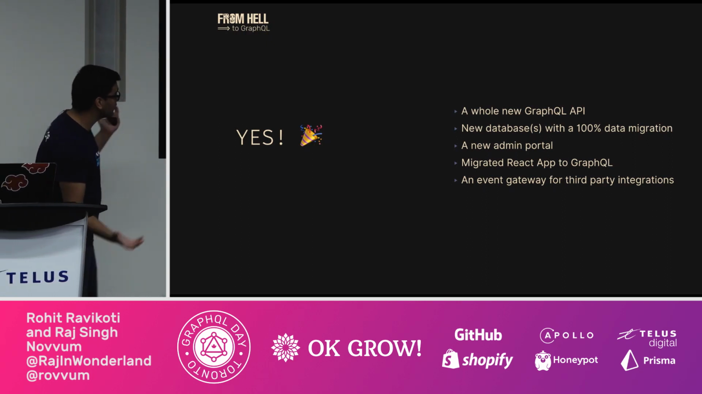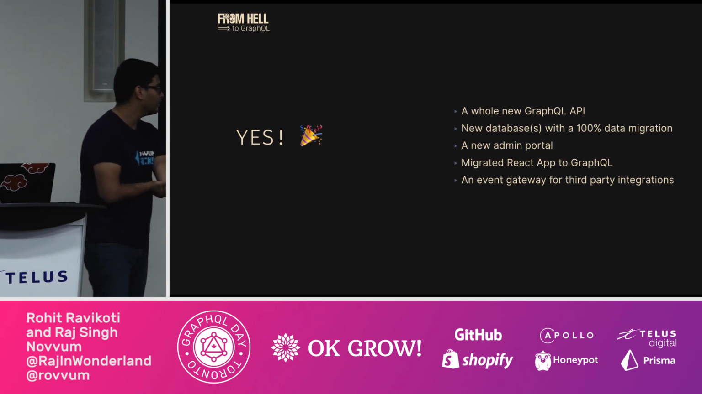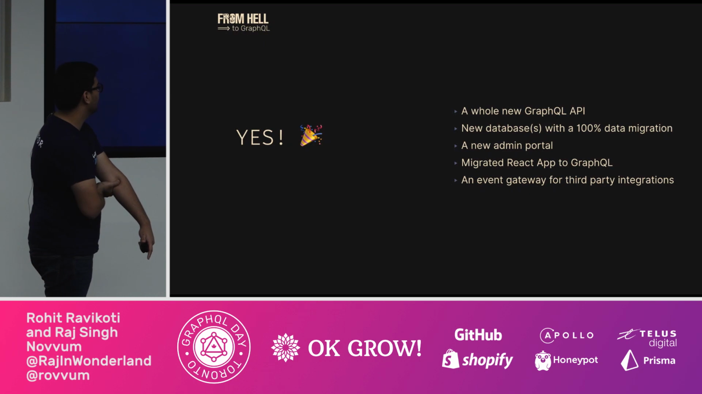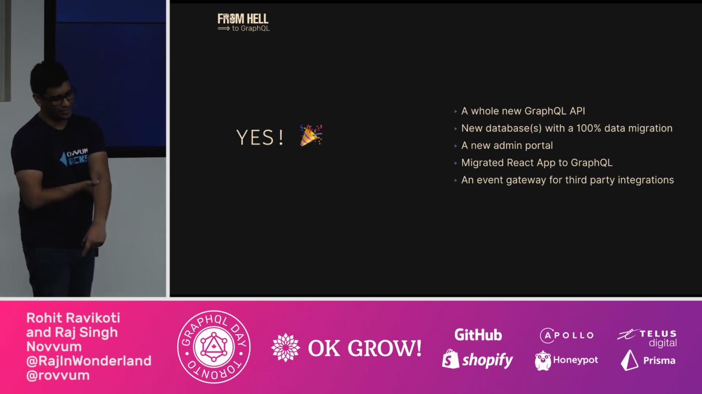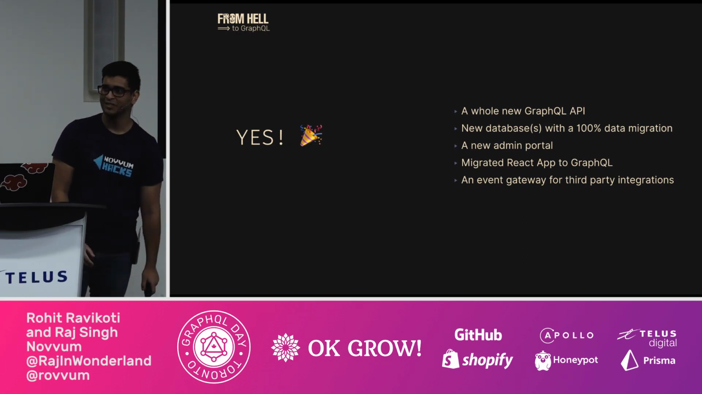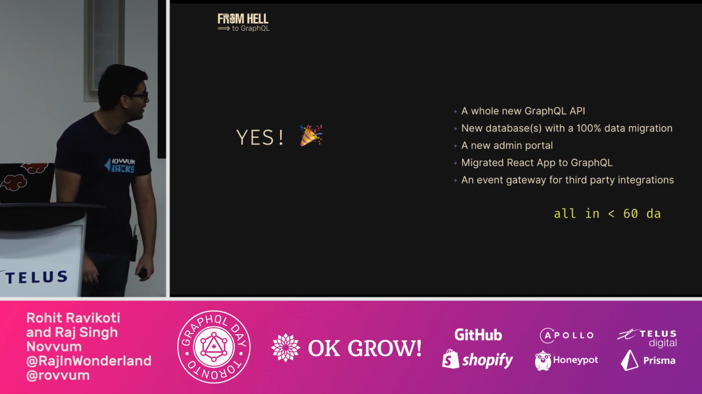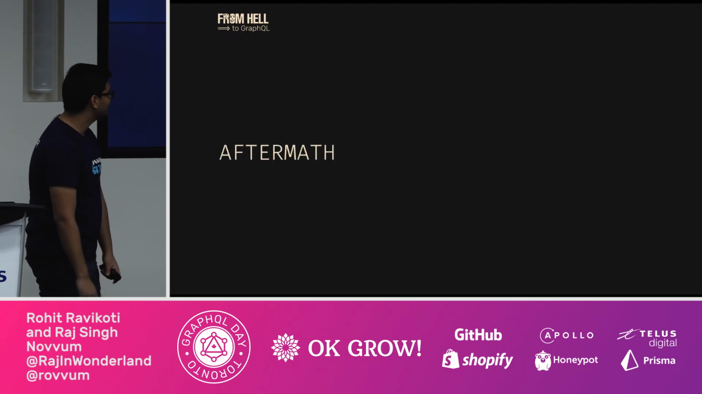The other thing was obviously the GraphQL Gateway API. We also did a new admin portal for them. We migrated obviously the React app to GraphQL. We also did an event gateway for third-party integrations, which is a whole talk on its own. So we'll probably post that someday. But we did all this in less than 60 days.